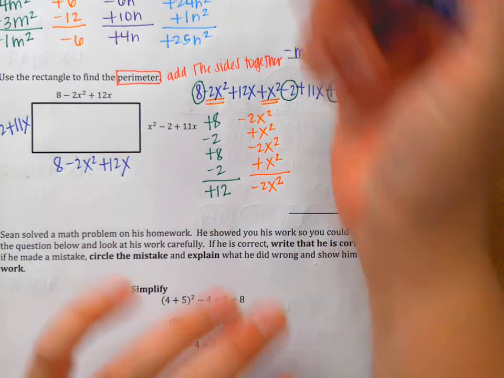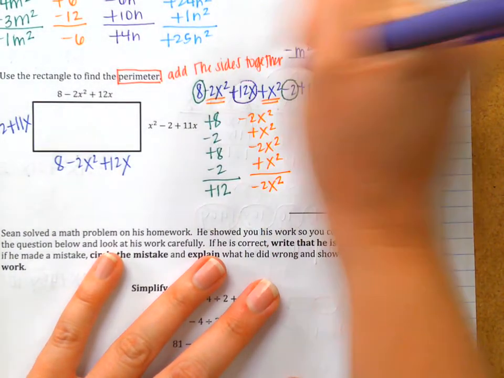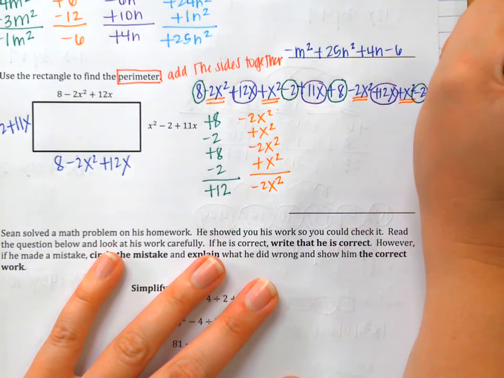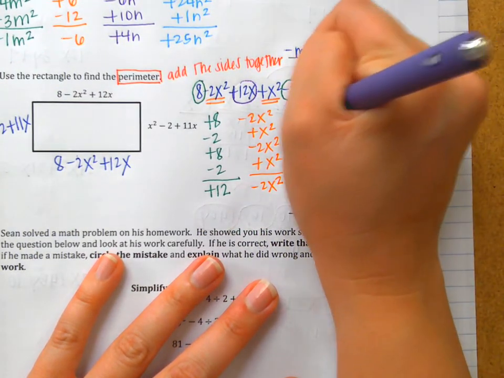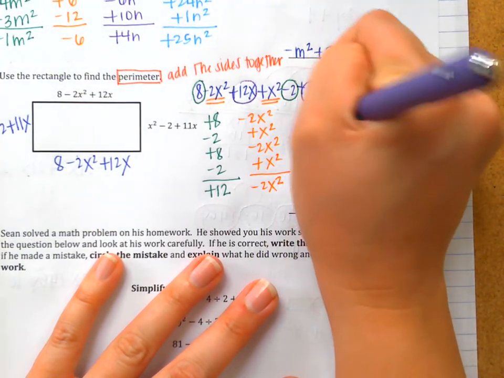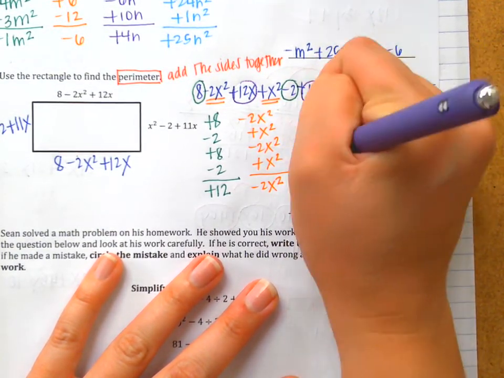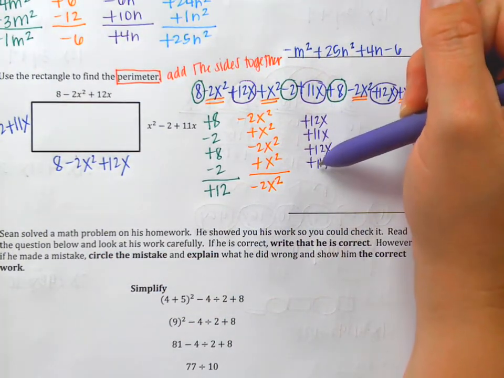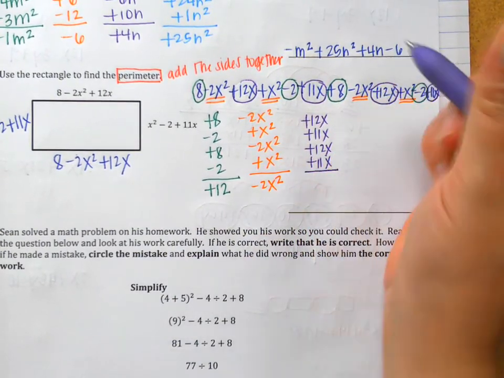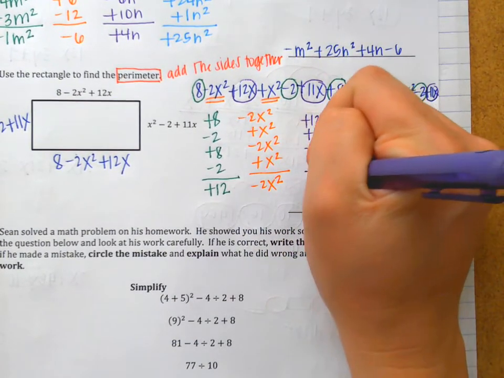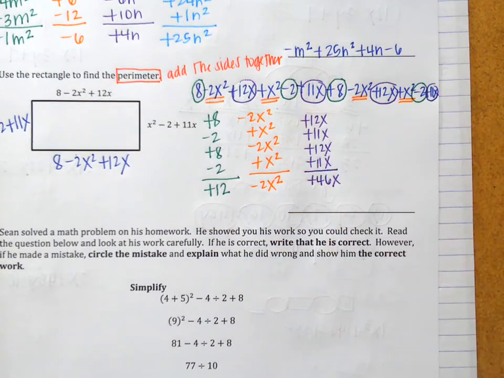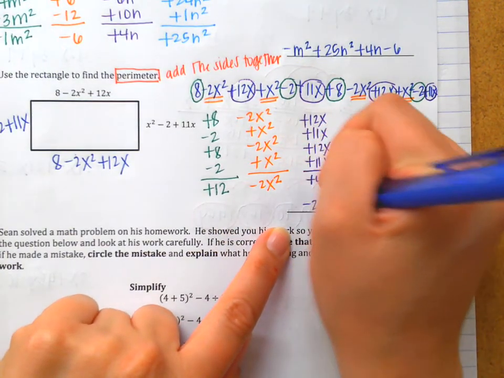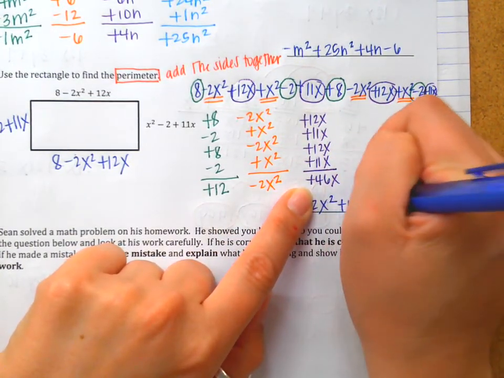And then last one, we have 12x plus 11x plus 12x plus 11x. So 12 plus 11 plus 12 plus 11, that's 23 plus 23, so 46x. And then we just want to write it in standard form. So negative 2x squared, that has the highest exponent, plus 46x plus 12.